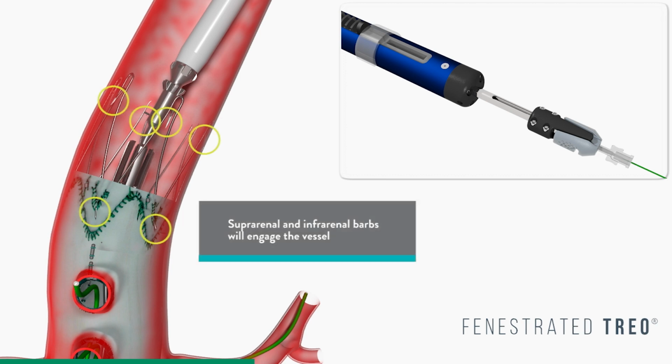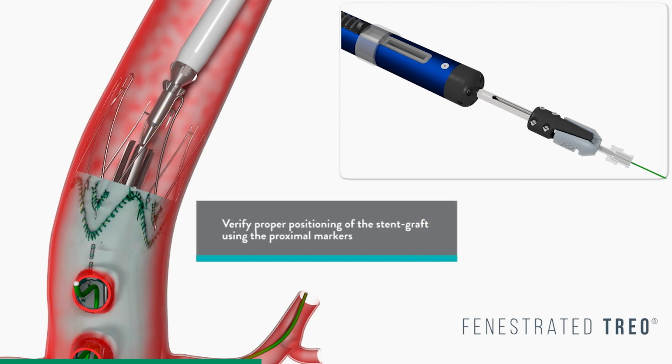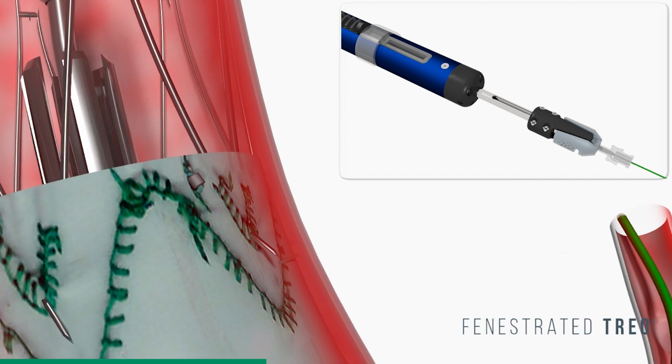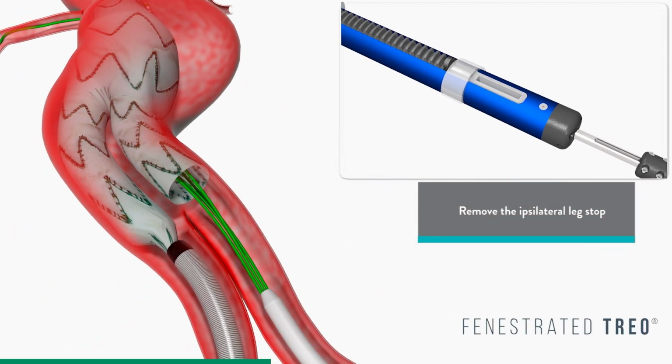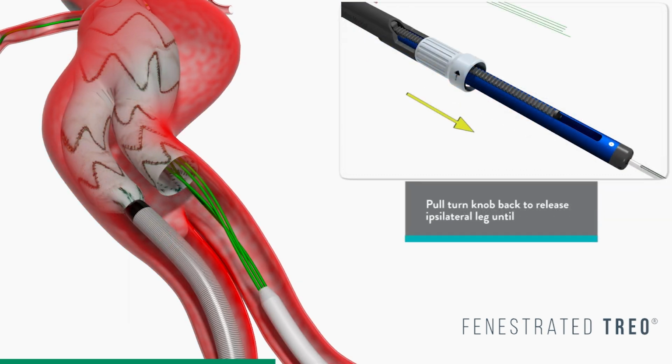bare stent. At this point, the suprarenal and infrarenal barbs will engage the vessel. Verify proper positioning of the stent graft using the proximal markers. The ipsilateral leg stop can now be removed. At this stage of the procedure, the device can be further deployed to release the ipsilateral leg.